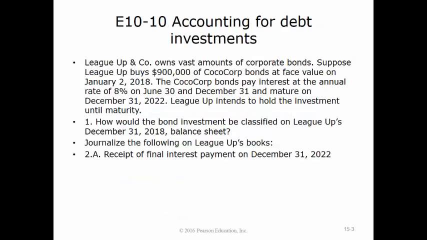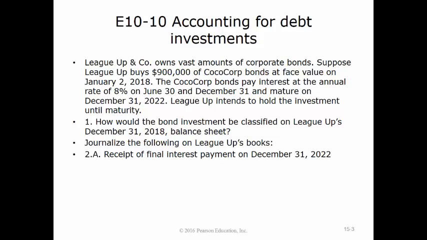League Up and Company owns vast amounts of corporate bonds. Suppose League Up buys $900,000 of Cocoa Corporation bonds at face value on January 2nd, 2018. The Cocoa Corporation bonds pay interest at the annual rate of 8% on June 30th and December 31st and mature on December 31st, 2022. League Up intends to hold the investment until maturity.